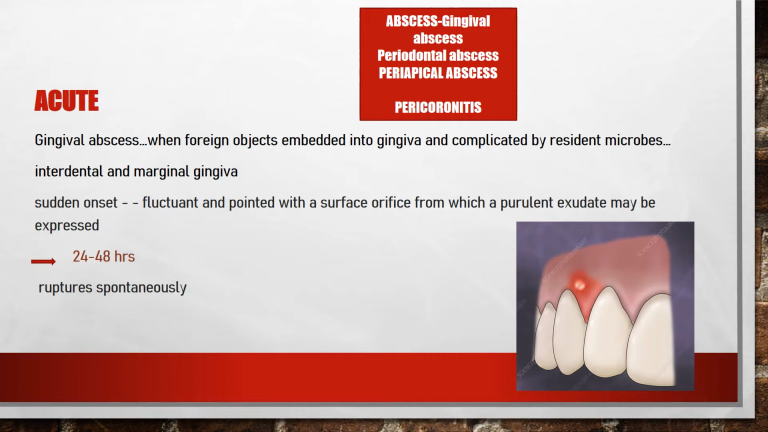As we said, it is more confined to the interdental and marginal gingiva. When foreign objects get embedded into the gingiva and are complicated by resident microbes, a gingival abscess will form, and it is of sudden onset. It appears as a fluctuant, pointed swelling with a surface orifice from which a purulent exudate may be expressed, which occurs within 24 to 48 hours and ruptures spontaneously.